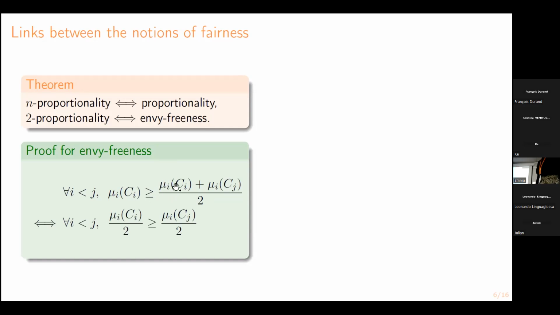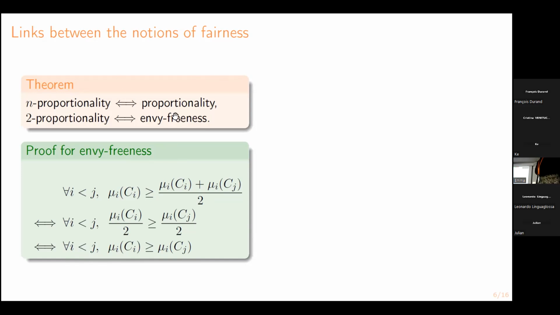Then you take this and you make it go to the left, so you obtain this, and of course you multiply by 2 and you have this, which is just saying that for every i different than j, i prefers their piece of cake. So yeah, that is very immediate.